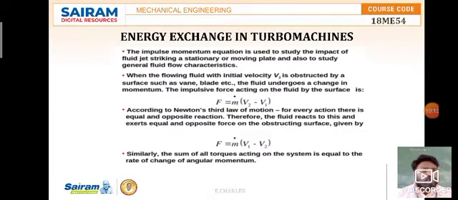Similarly, the sum of all the torques acting on the system is equal to the rate of change of angular momentum. When water comes and hits the impeller or turbine blades, the shaft will rotate. When the shaft rotates, torque is produced. Different torques will be developed, so the sum of all the torques acting on the system is equal to the rate of change of angular momentum.